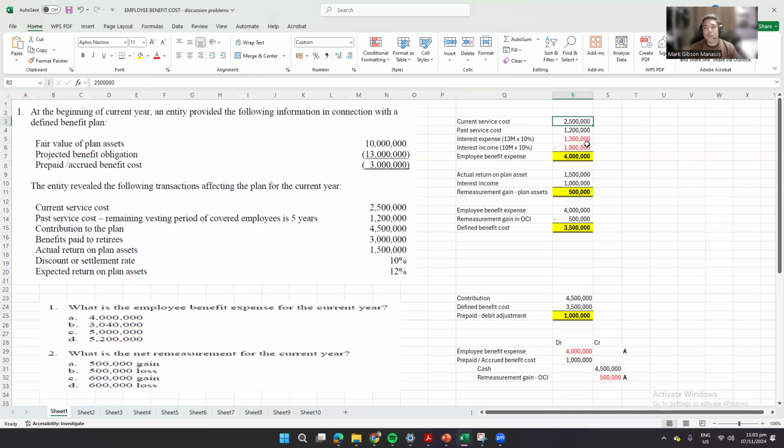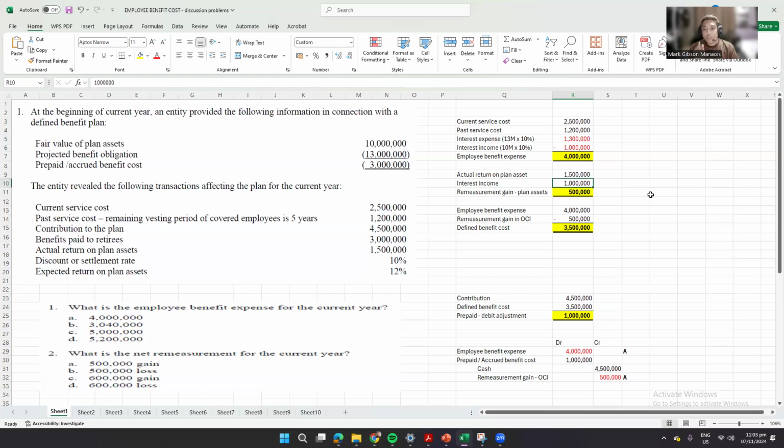So that's 2.5 million plus past service cost of 1.2 million plus the interest expense of 1.3 million less 1 million. So we get the sum, that's 4 million pesos. That's our employee benefit expense for the year. Now, the actual return on plan assets, that's 1.5 million, that's also given. Let's compare it to the interest income. Earlier, we calculated it as fair value of plan assets of 10 million multiplied by the discount or settlement rate of 10%. So we get 1 million pesos.